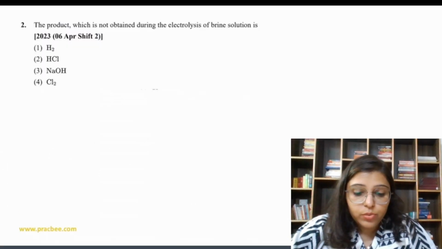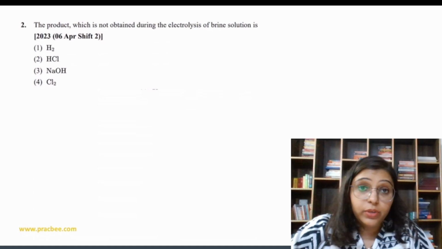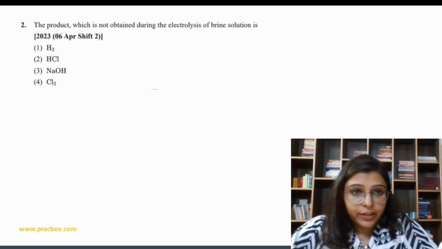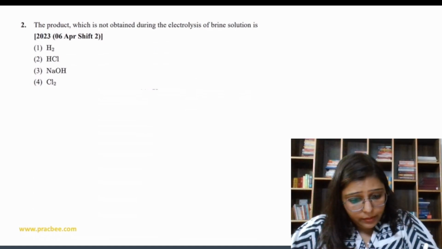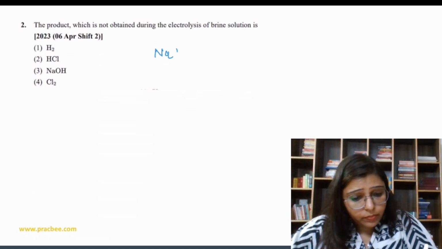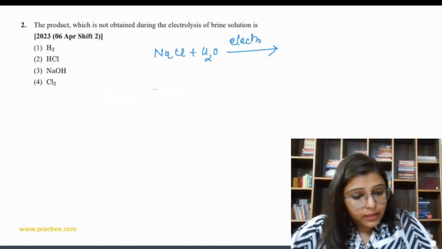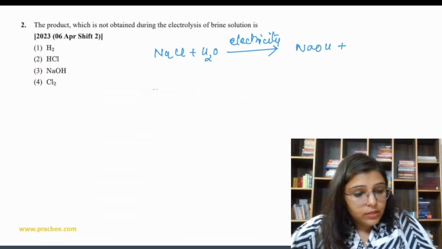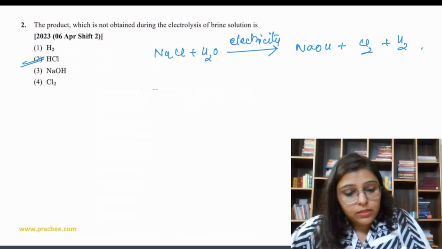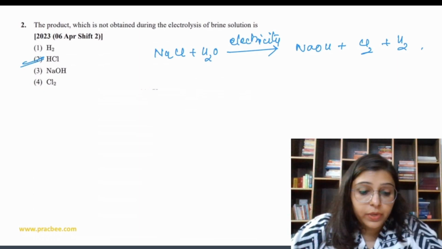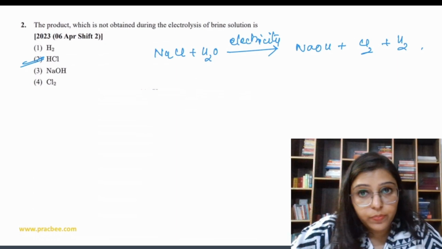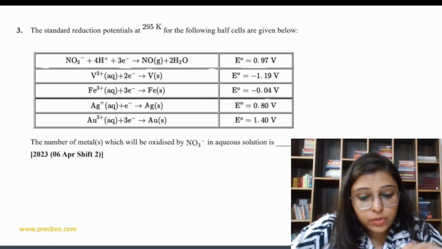Now let's do the next question. The product which is not obtained during the electrolysis of brine solution, already discussed above: brine solution is NaCl in water, or NaCl aqueous solution. So if we pass electricity, we get NaOH, Cl2 and H2. So answer is going to be 2. HCl is not obtained during the electrolysis of brine solution.